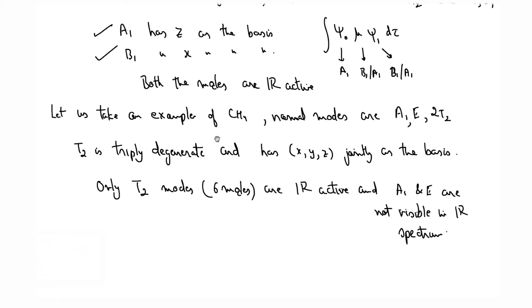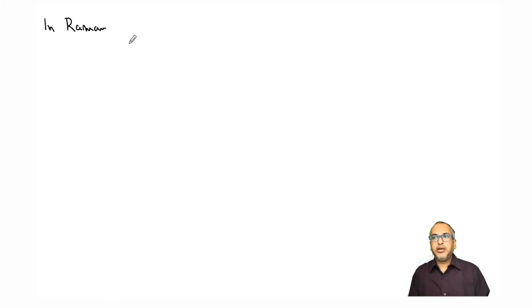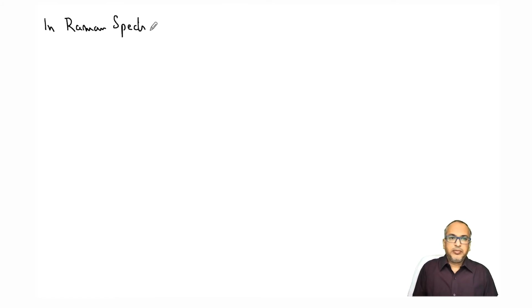So now we have learned how to identify which normal modes of vibration will be actually observed in IR spectroscopy based on symmetry rules, right? Now let us, in the same lines, also continue this discussion for Raman spectroscopy. In Raman spectroscopy, the only difference is that instead of dipole moment, now you have polarizability, right?